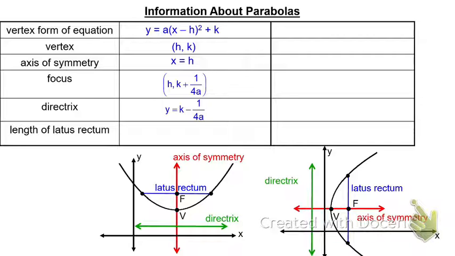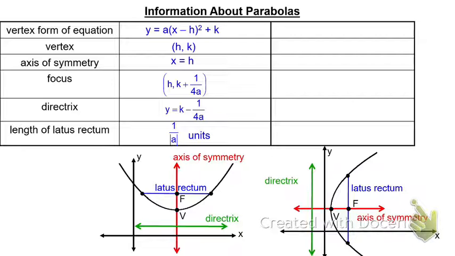Now the latus rectum is a length, and lengths are always positive. So it's going to be the reciprocal of the stretch, made a positive value. A way to write that would be 1 over the absolute value of a. Again, keeping in mind it's a distance, and distances are always positive. That's why we have the absolute value bars.